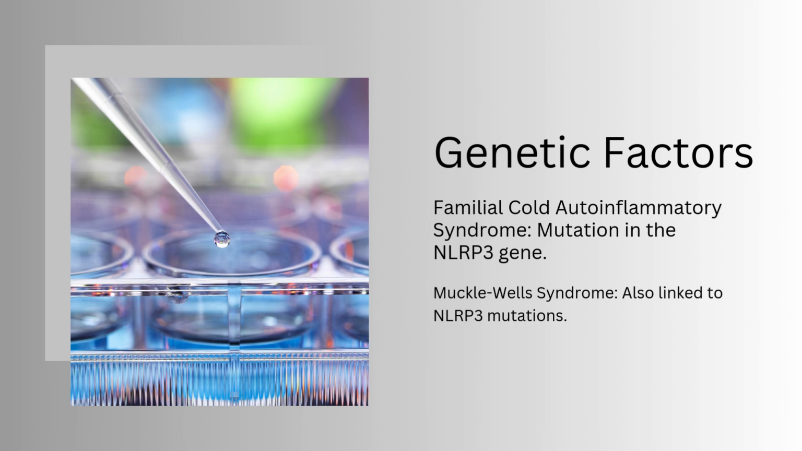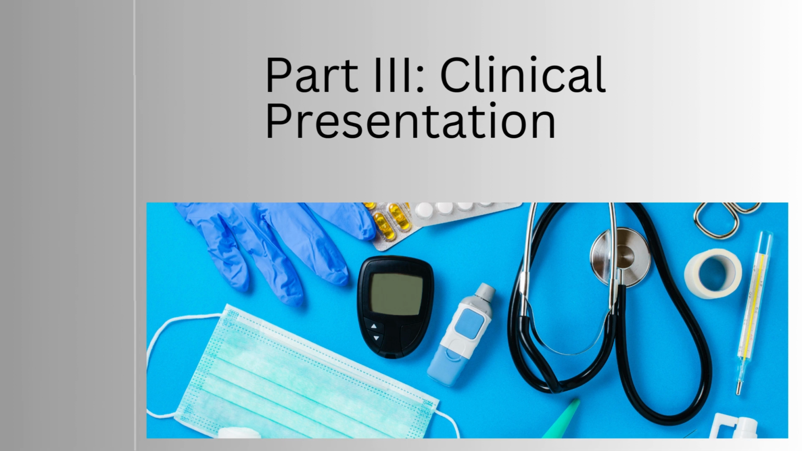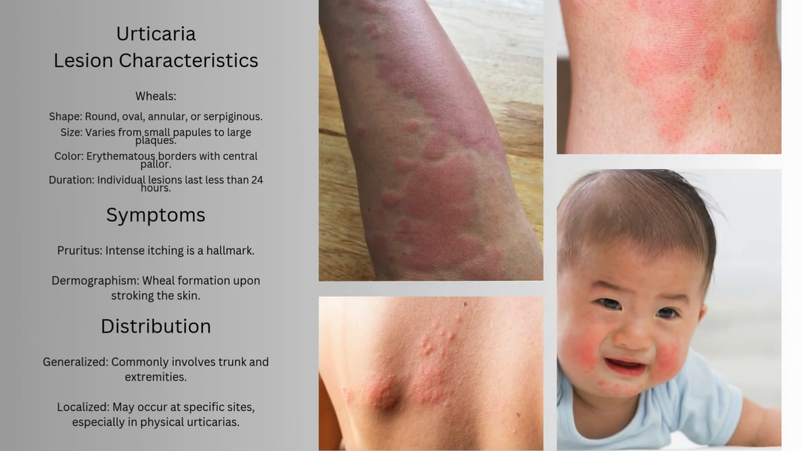Part 3. Clinical presentation. Let's now examine the clinical features of these conditions, starting with urticaria. Lesion characteristics. Wheals can be of varying shape: round, oval, annular, or serpiginous. Size, ranging from tiny papules to large plaques. Color, typically erythematous with a pale central area. Duration, individual lesions last less than 24 hours, a key diagnostic clue.